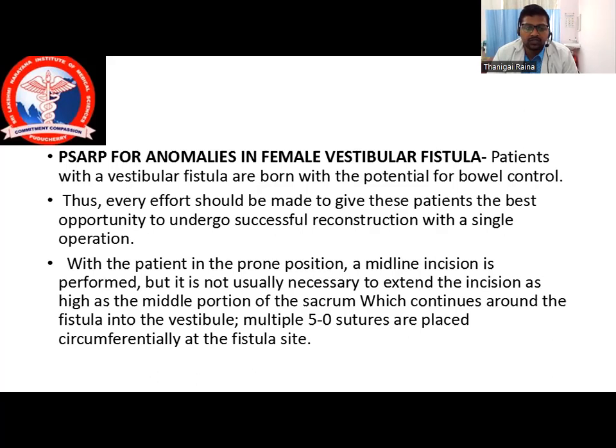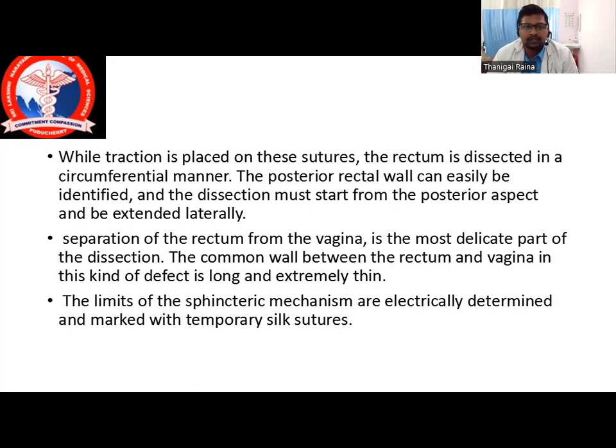Multiple 5-0 sutures are placed circumferentially at the fistula site. While traction is applied on these sutures, the rectum is dissected in a circumferential manner. The posterior rectal wall can be easily identified, and the dissection must start from the posterior aspect and extend laterally. The separation of the rectum from the vagina is the most delicate part of the dissection. The common wall between the rectum and the vagina in this kind of defect is long and extremely thin.